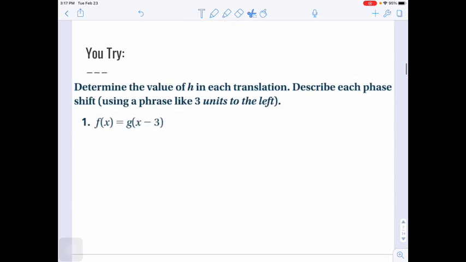And now I would like you to try number 1, determine the value of h in each translation. Describe each phase shift using a phrase like 3 units to the left. For number 1, we have f of x equals g of x minus 3.